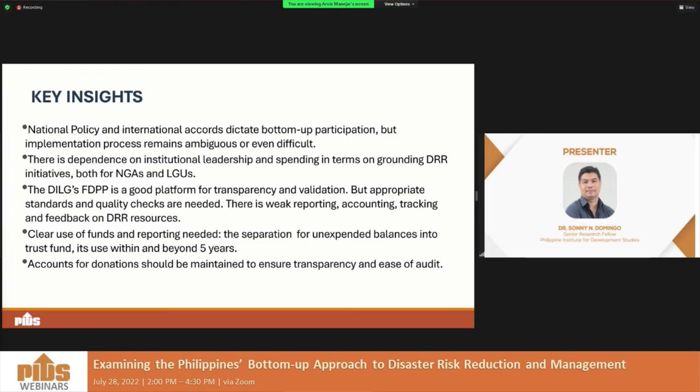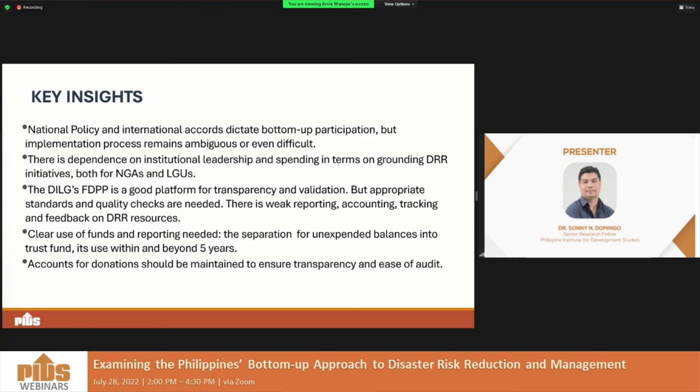The DILG's full disclosure portal is a good platform for transparency and validation, but there have to be appropriate standards in place. Well, just recently, they have actually upgraded that platform. And now there is more standard in terms of the submissions coming from our local governments. And that's very much welcome. But we can go another level in terms of us coming up with better reports from our local governments and them actually possibly reporting more on DRR-related events and initiatives.